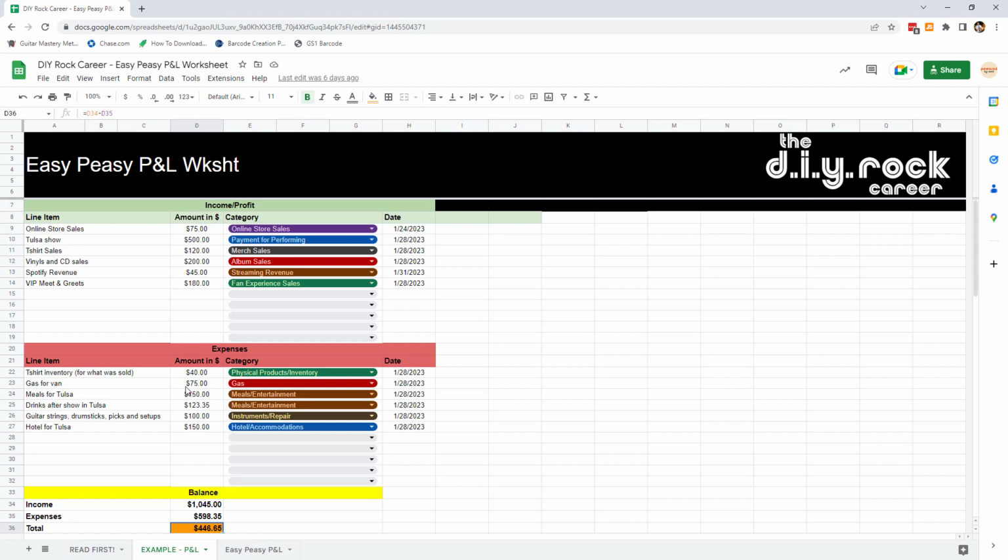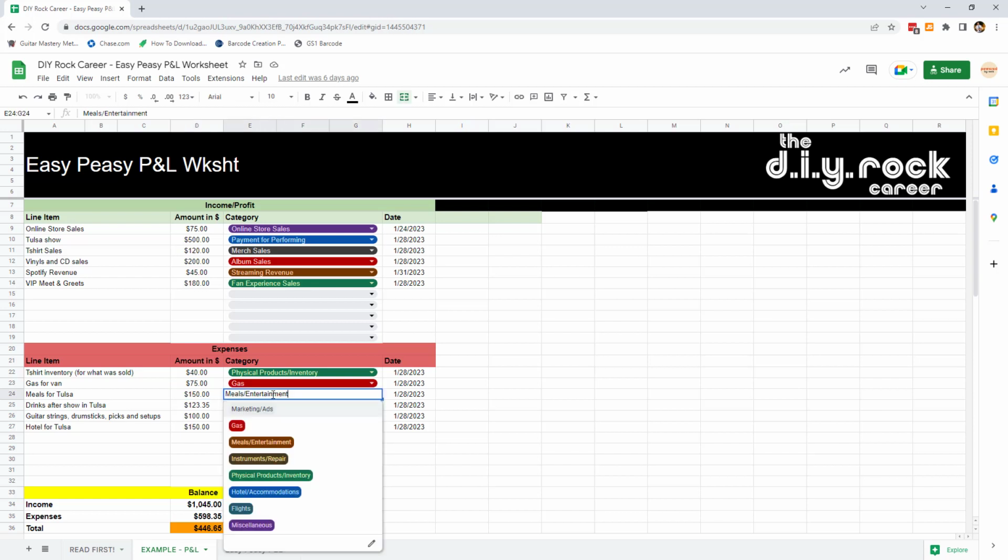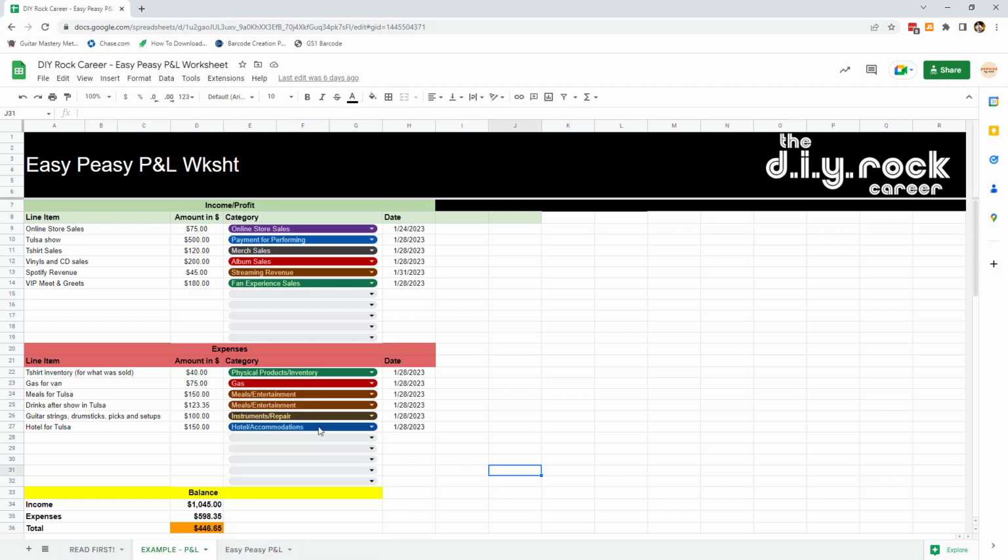Now, what you also spent during this Tulsa show in this month was $75 in gas because maybe you live in Oklahoma City or wherever you go. Then you also spent money on meals, so meals and entertainment. You also spent money on drinks after the show, so meals and entertainment. You also had some repairs, so instruments and repair were on there. And then you also had a hotel. So you can obviously see you were paid for a show, but then you had some expenses from that show, right? So you have to put this all together.